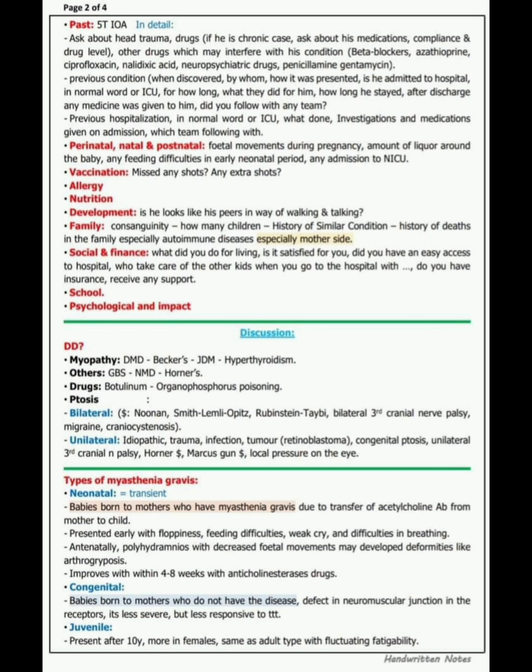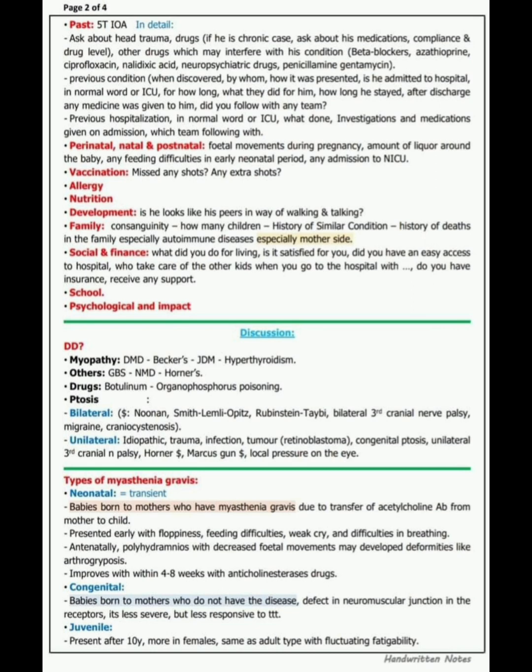If any previous condition is present, then when was it discovered, by whom, how did it present, was he admitted to hospital in a normal ward or ICU, for how long, what did they do for him, and how long did he stay. After discharge, was any medicine given to him, did you follow with any team. Then previous hospitalization we ask: normal ward or ICU, what was done, investigations and medications given on admission, and which team is following.